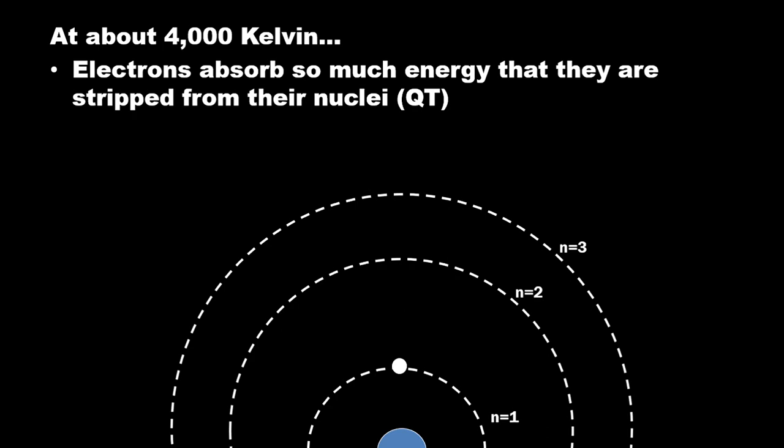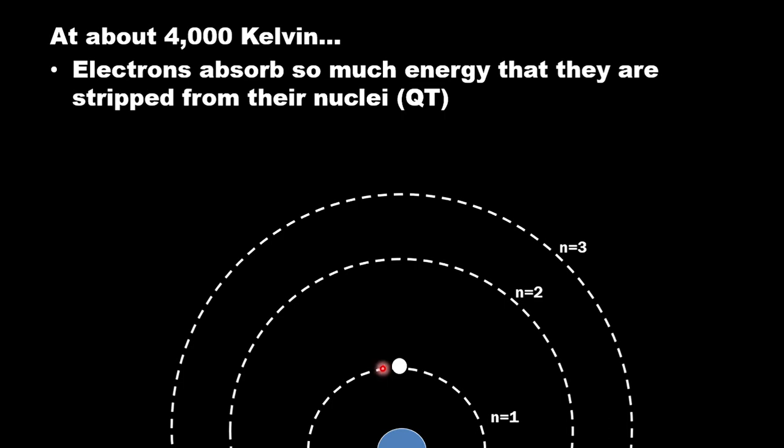But at 4,000 Kelvin, we need to look at something else in the atoms. Remember, a second effect of energy on matter is that the energy can go into the electrons and bump them up to higher energy levels. This electron can go from here to here. Normally what happens then is that the electron will release that energy and drop back down.